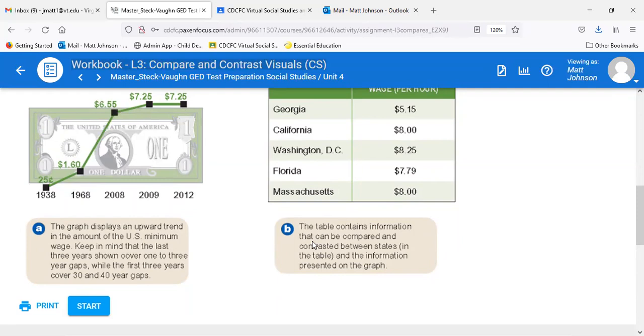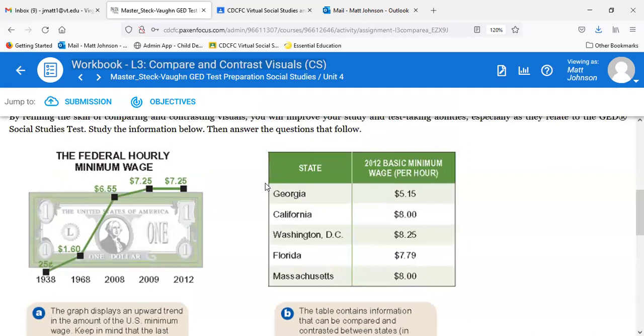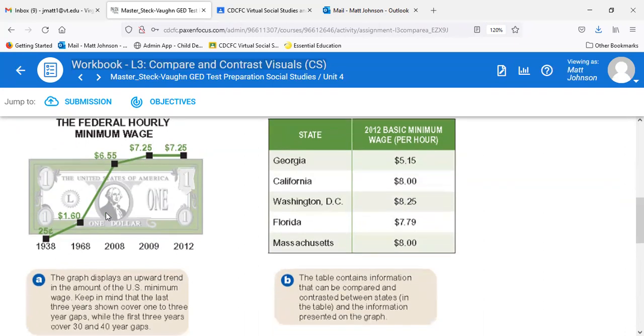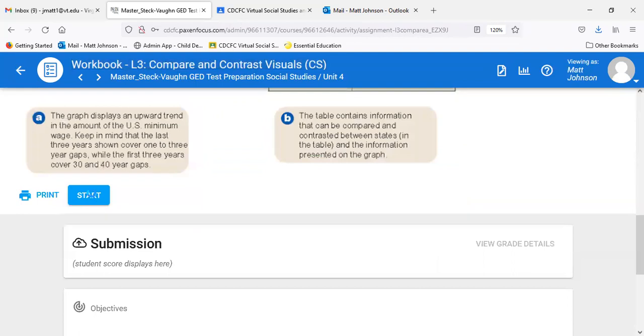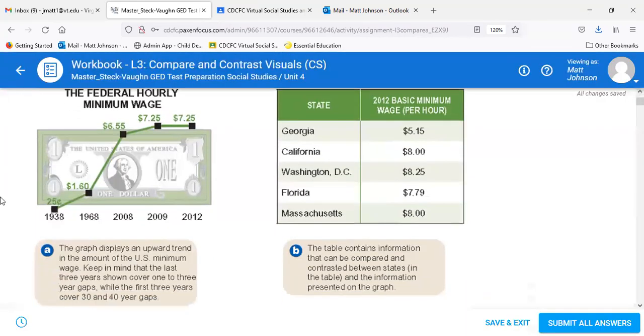Table B, the table contains information that can be compared and contrasted between states in the table and the information presented on the graph. So we can start even making comparison contrasting there. Why is Georgia's minimum wage per hour so much different than California's or Washington DC's or Florida's? Why are those similar? And also comparing that to the federal minimum wage. So why is Washington DC's minimum wage a dollar more per hour? Let's take a look at the workbook here and see what we'll get into here.